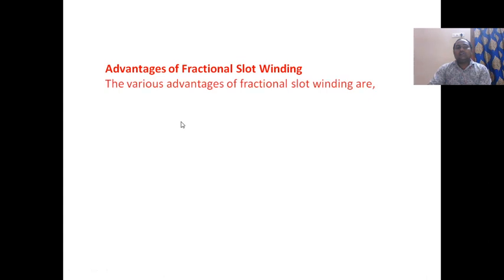So finally, what is the distribution factor? It is sin M beta by 2 divided by M sin beta by 2.